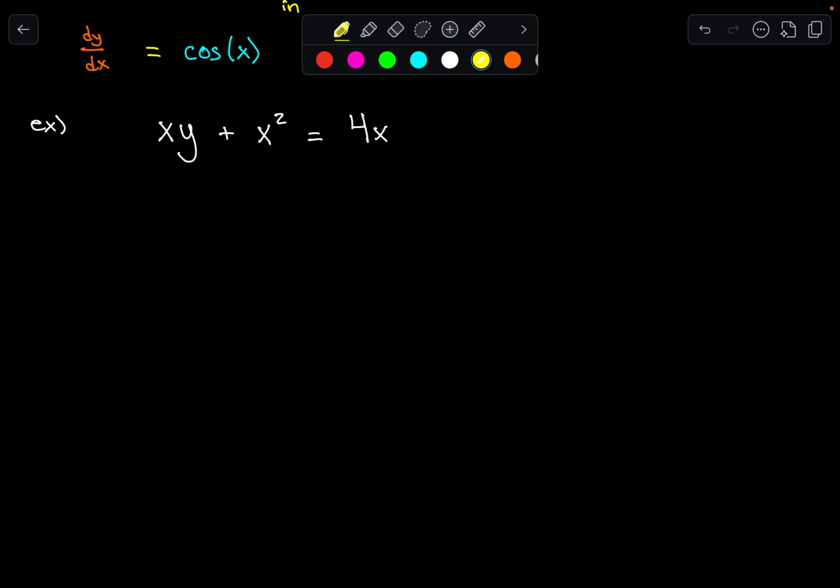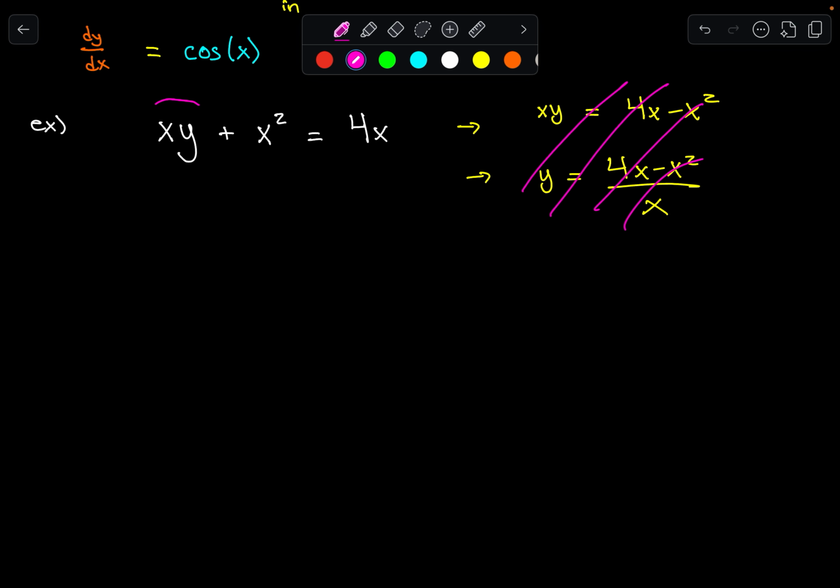So without needing to separate anything, just as a heads up, I could write this as xy is equal to 4x minus x squared. I can move that x squared over, and then I could divide out by x, right? y is equal to 4x minus x squared over x, and I could cancel things and take the derivative here. But just for the sake of practice right now, let's take the derivative of this thing right here, okay? Let's try this out. And let's just do it at this particular step.